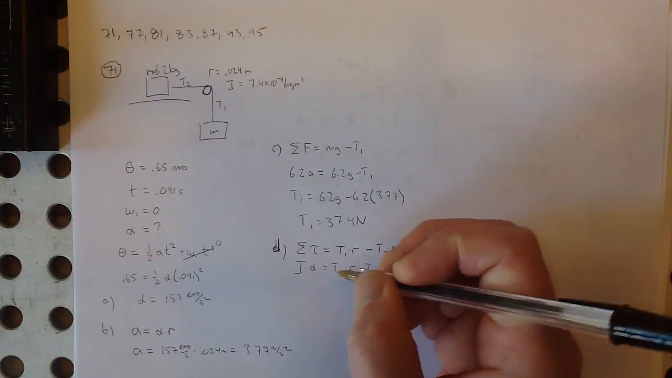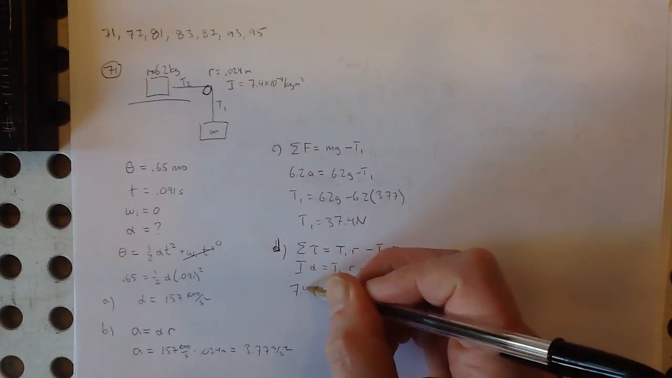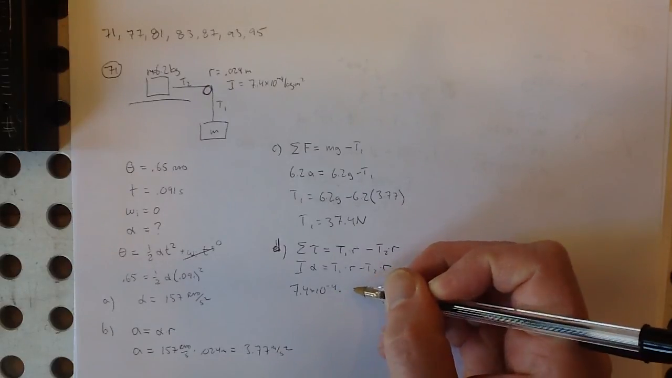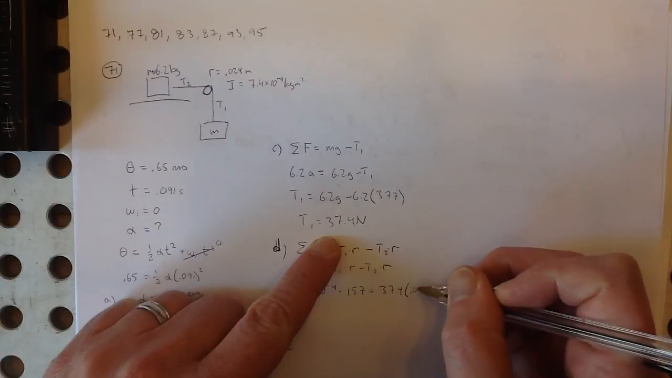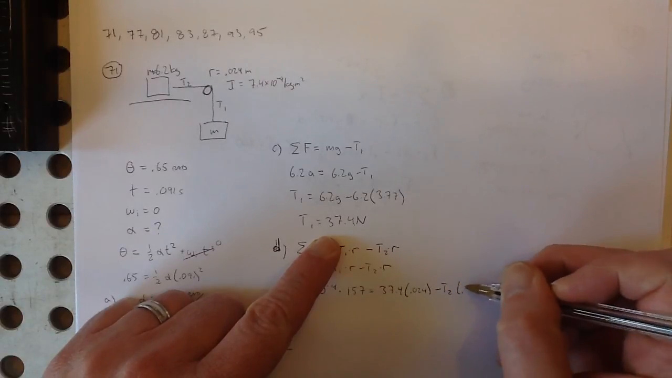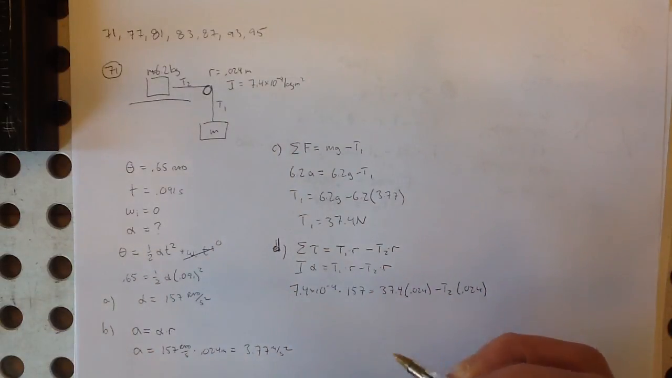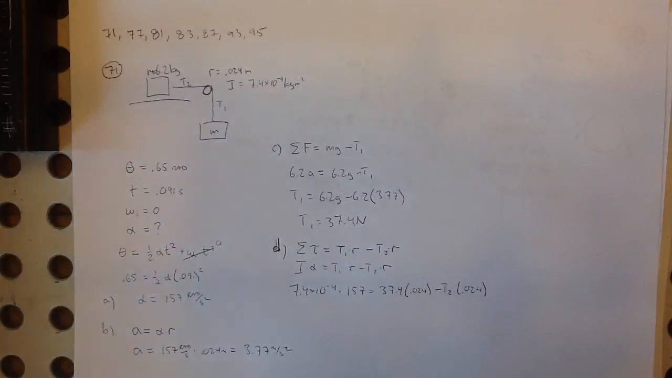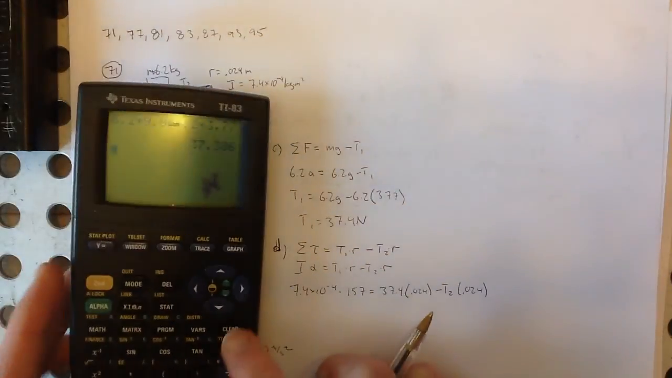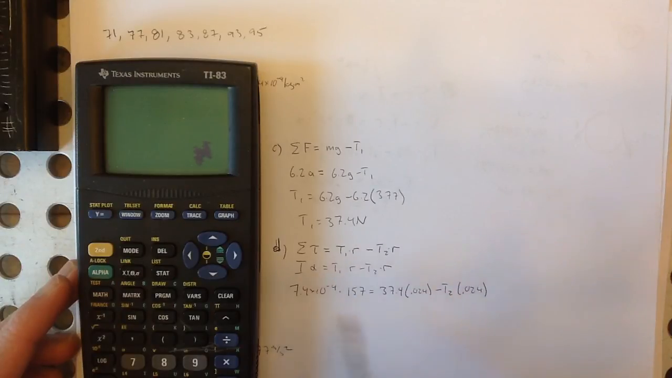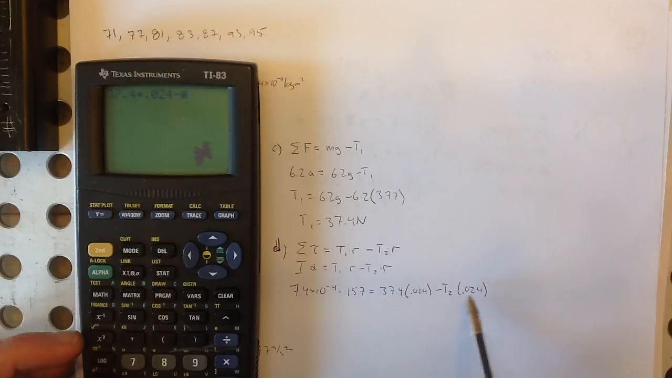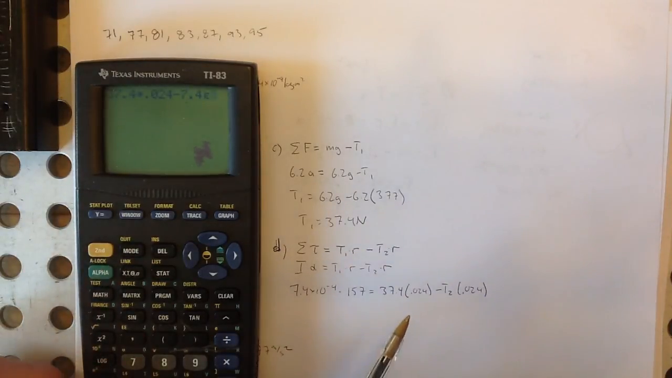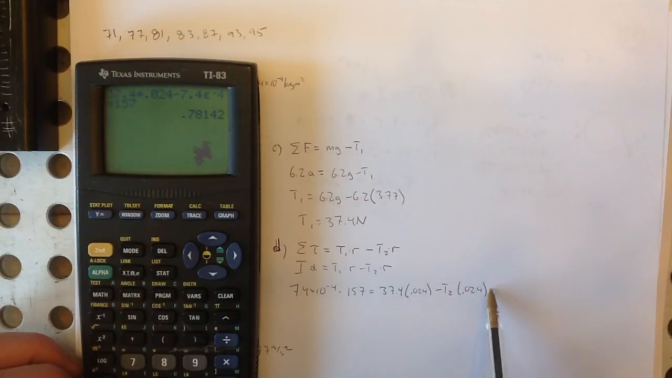And let's go ahead and plug in our values. So I know what I is, 7.4 times 10 to the negative 4, times alpha, which is 157. That's equal to T1, which we found here, 37.4, times the radius, 0.024, minus T2, which is what we're looking for, times 0.024. So we can jam all that into our calculator and see what we can do with that. Let's see, this is going to come over to the other side. So 37.4 times 0.024 minus this, 7.4 times 10 to the negative 4 times 157. And then I'm going to divide that by 0.024.